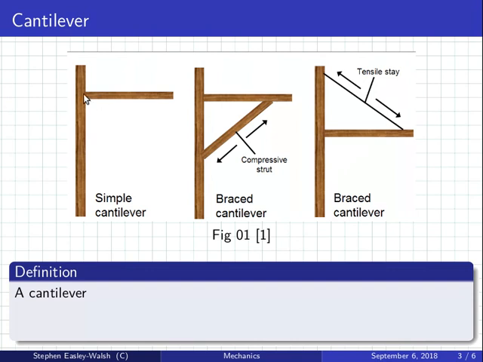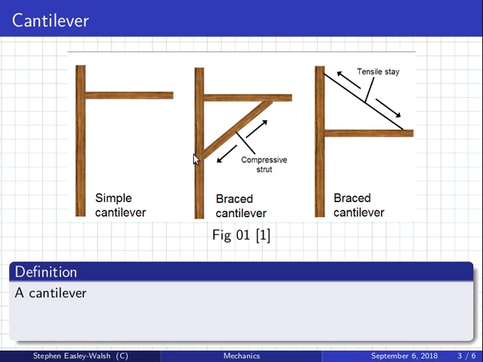The first one is called a simple cantilever. This one is a braced cantilever, and this one is called a braced cantilever as well. The difference is how they're braced. This one is braced by a compressive strut, or just a strut, and this one is braced by a tensile stay. In other words, this one is supported from underneath, and this one is supported from above. And this one is not supported.